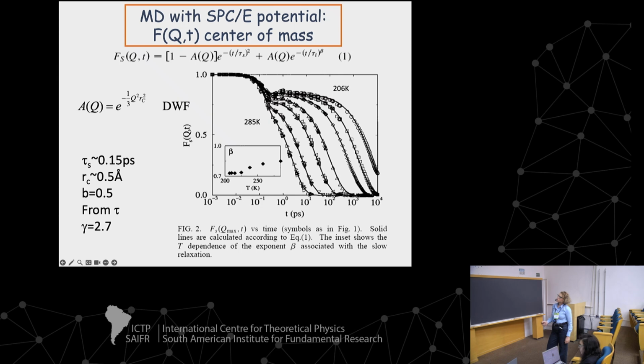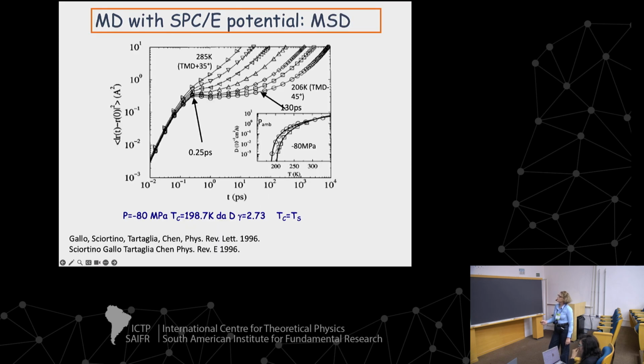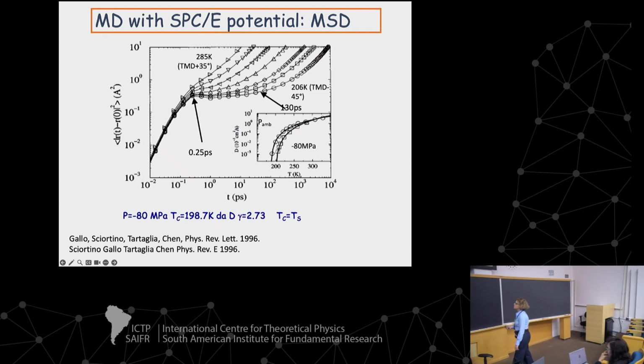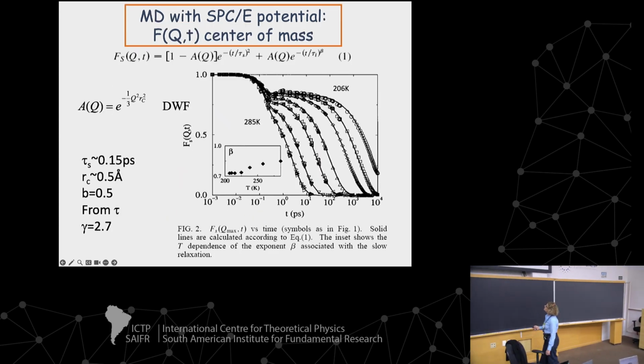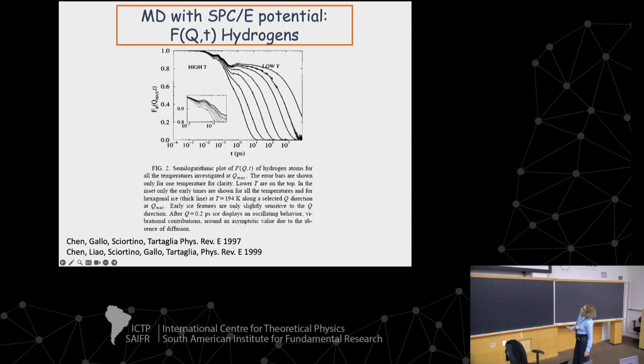Okay, so we found that tau short is 0.15 picosecond, typical, and R_C is 0.5 angstrom, which means that the water is trapped by the first neighbors, which are the usual ones that you expect, that basic pentamer that you saw when I showed you the high density or the low density. From tau, we get gamma of 2.7. Let me remind you that from D, we get gamma of 2.73. According to the Stokes-Einstein coupling prediction, this value should be the same, and in fact, they are the same.